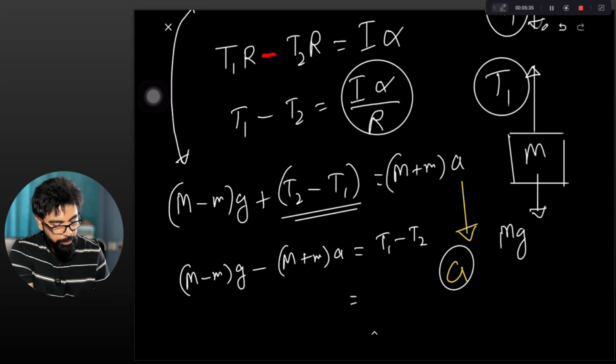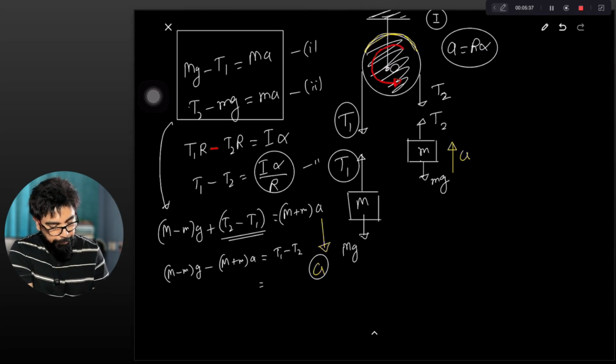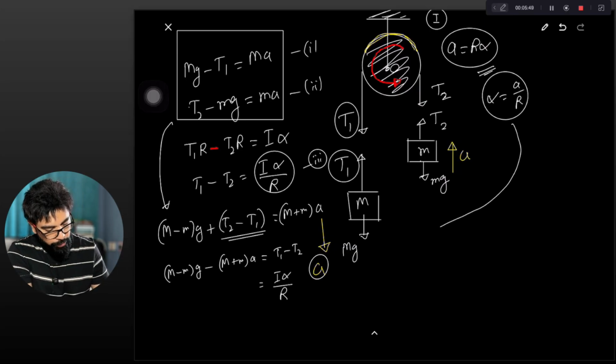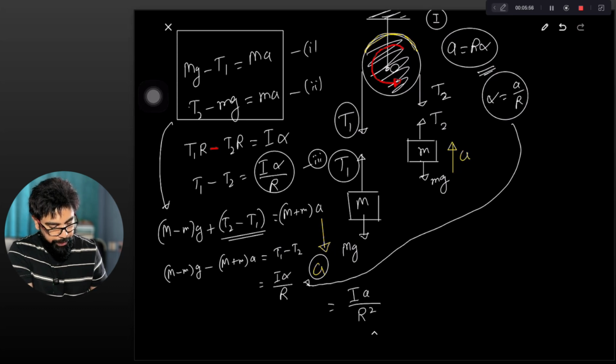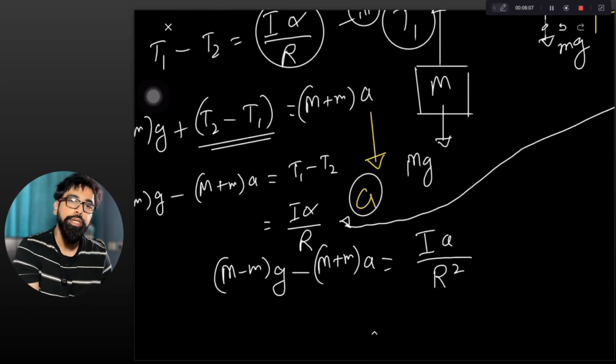So we can put from equation 3 that we get I alpha by R. But A is equal to R alpha. That means alpha is equal to how much? Alpha is equal to A by R. So put the value of alpha equal to A by R here, and we get I A divided by R square. So this is your (capital M minus small m) into G minus (capital M plus small m) into A. Target is to calculate A.